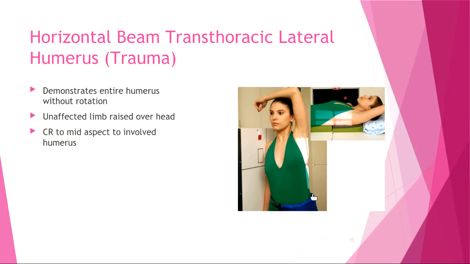And it says that the central ray is to the mid aspect of the involved humerus. So what you pretty much do is look at the affected humerus, find about where the center is, and direct the central ray to that area. They show you with the patient lying down as well if she's unable to stand. Same thing, affected arm against the IR, raise the unaffected arm, and just center to midline of the humerus.